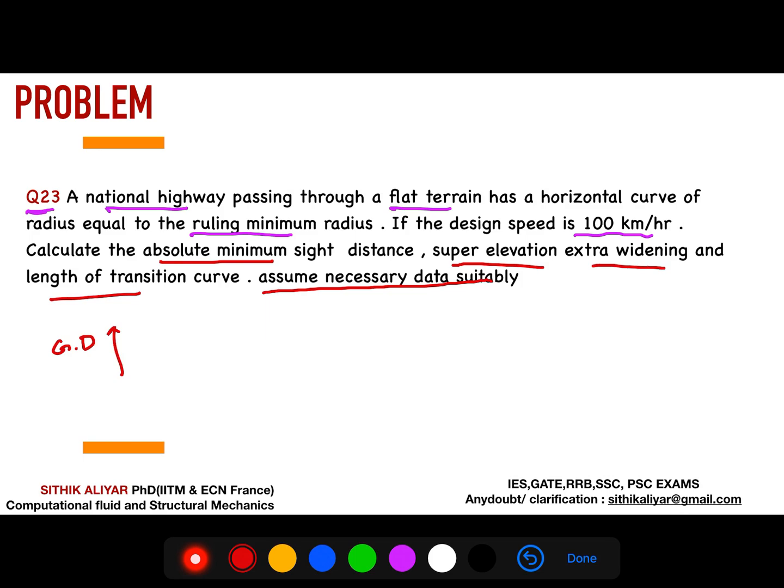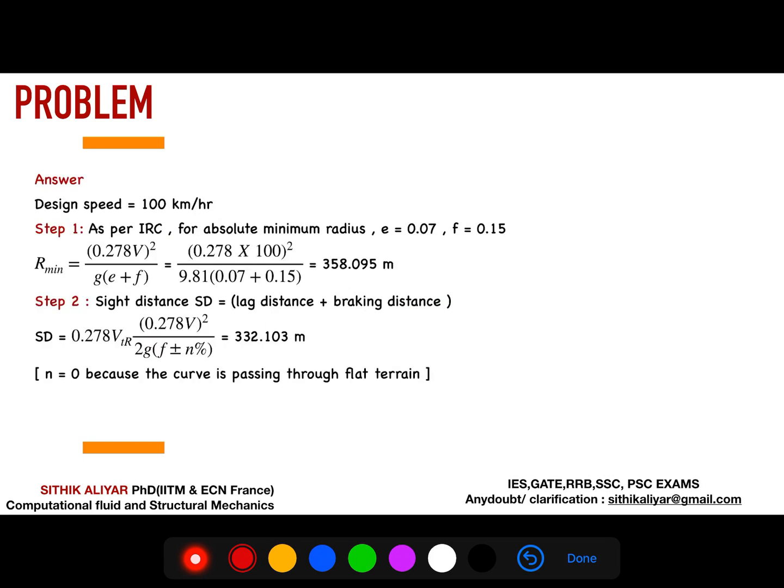And they have given 100 km/h as a design speed. Okay, anyhow we will solve. So we know the design speed, and I hope from now you have got experience to determine the minimum radius. Absolute minimum radius is determined with e equal to 0.07 and f equal to 0.15, and we know the formula e plus f equal to v square by gR. So the radius will be equal to v square by g into (e plus f). You substitute all the valid values, you will get this number, 358 meter.